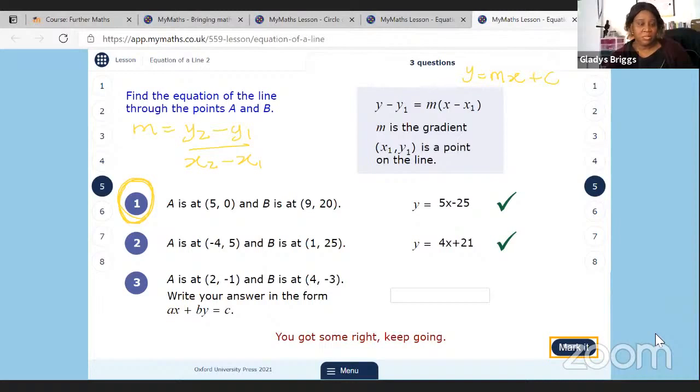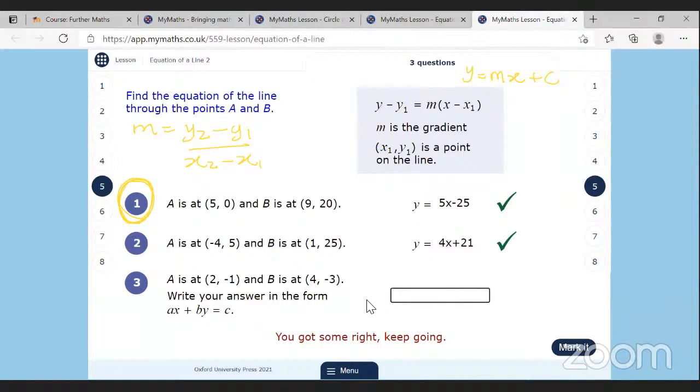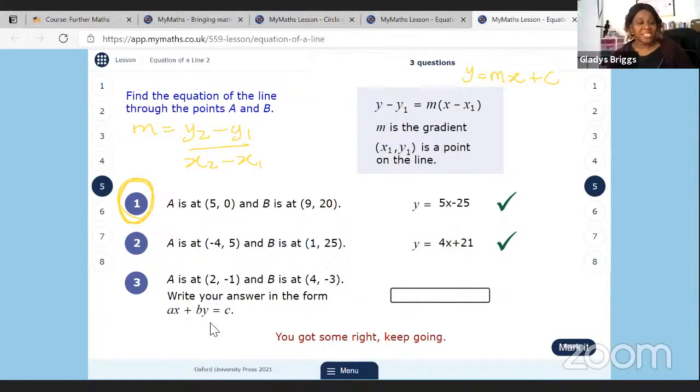A is at 2, -1, and B is at 4. Write your answer in the form ax plus by is equal to c. Have you guys tried this one? No, what is ax plus by? So instead of y is equal to mx plus c, well, try it out.